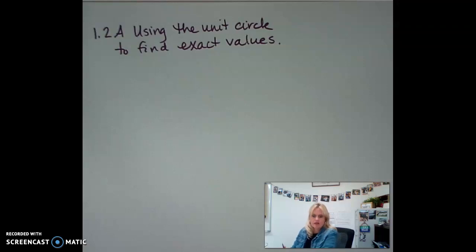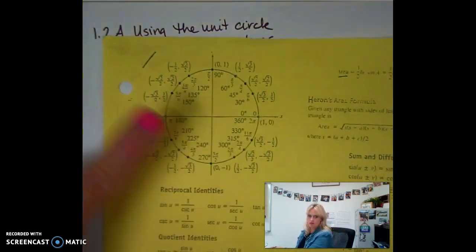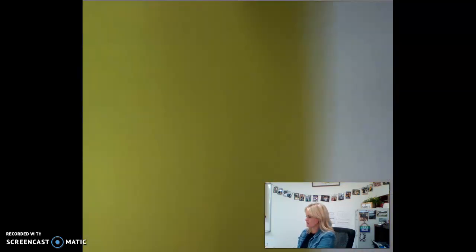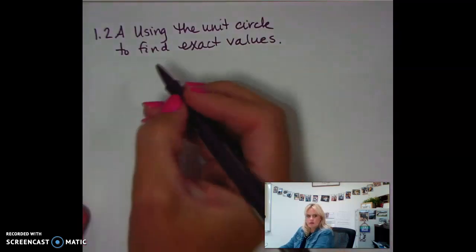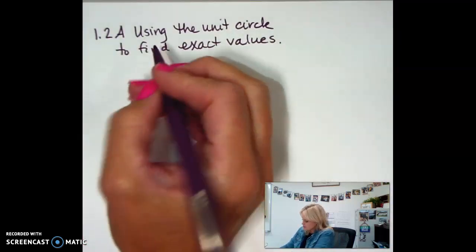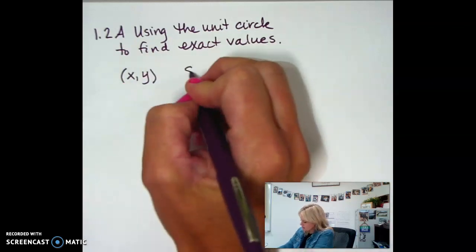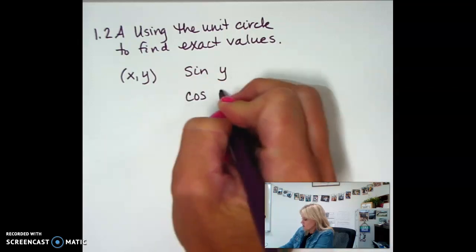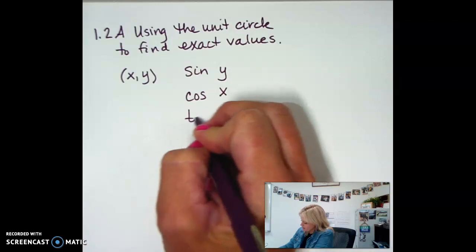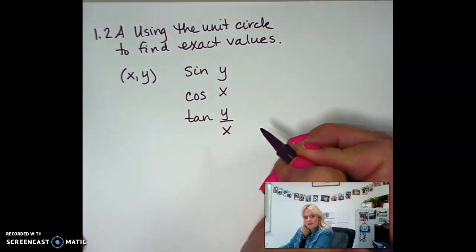Right, 1.2a, we are going to use the unit circle. So I would suggest making sure you have your unit circle out. Again, you can use the smaller one on this side, or if you have your bigger one ready for you. But just a quick reminder, we talked about how we're using the point xy. And we talked about sine being your y value, cosine is your x value, and tangent is your y over x value. Okay?